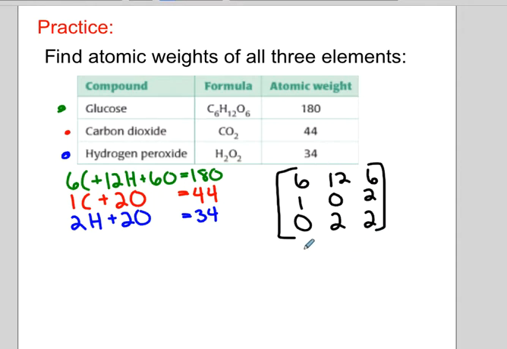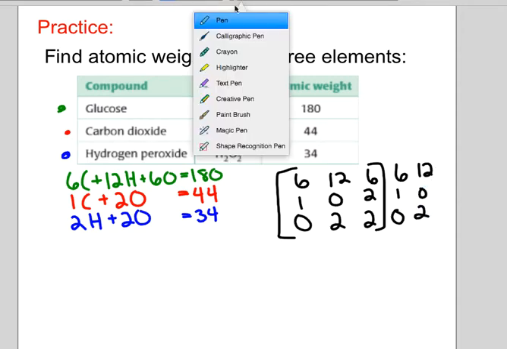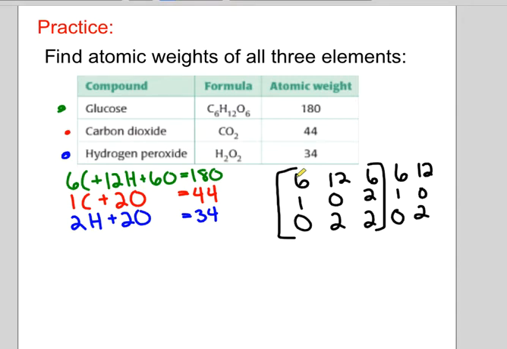And again, I need to figure out what the determinant of this is. So what I'm going to do is I'm just going to copy the first column over, and I'm going to copy the second column over so that I can get the determinant a little bit easier. And then I'm going to say, okay, well, 6 times 0 times 2, that's 0. These zeros in here are actually going to be a lifesaver for us. Then I have 12 times 2 times 0. That product is also 0. 6 times 1 times 2 is 12, right? So if I added all those up, it's only going to add to 12.